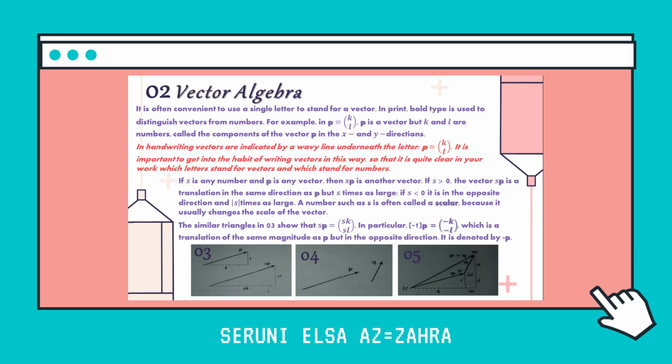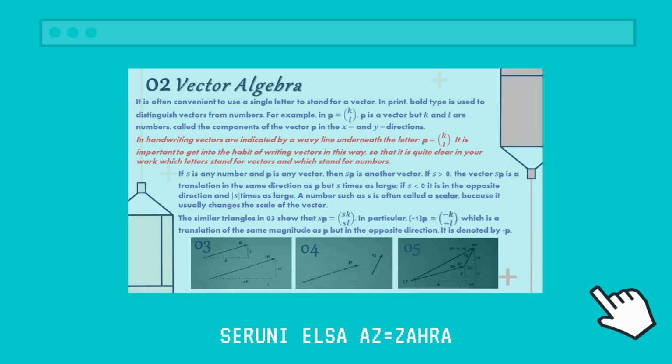A number such as s is often called a scalar because it usually changes the scale of the vector. From the similar triangles in Fig. 3, sp equals (sk, sl). In particular, -1p equals (-k, -l), which is a translation of the same magnitude as p but in the opposite direction. It is denoted by -p.